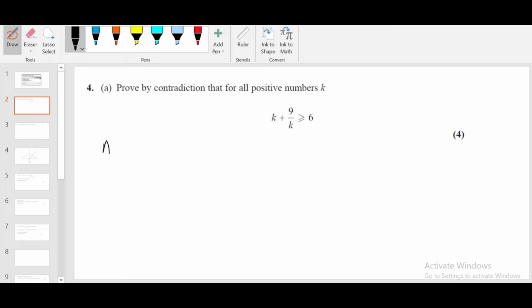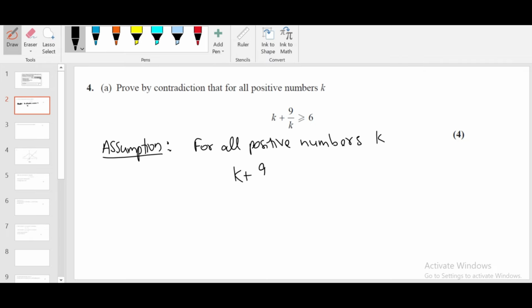So first we need to write the assumption. For all positive numbers k, k plus 9 over k is less than 6. We need to take the opposite of it. Okay, and we are going to try to prove our assumption.